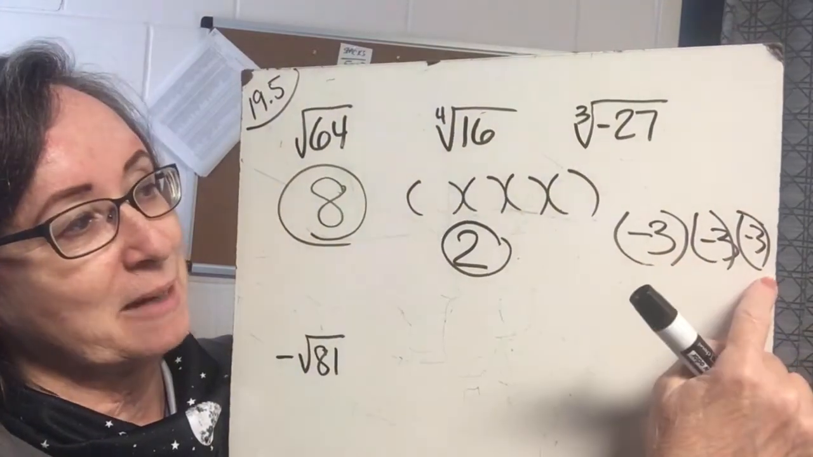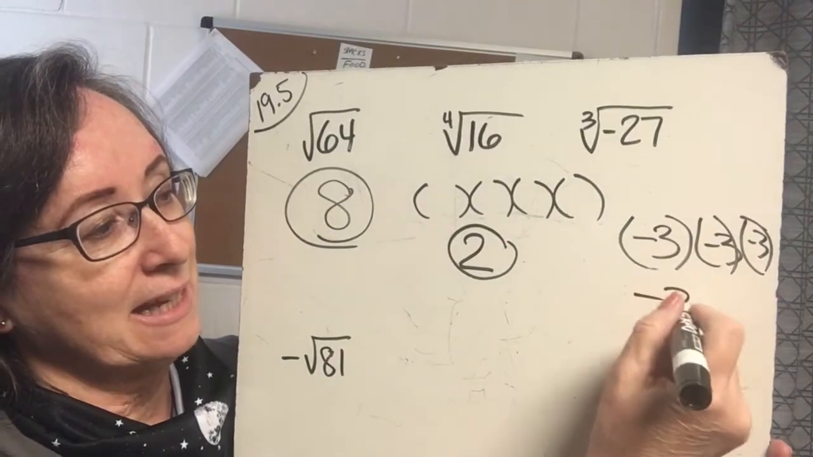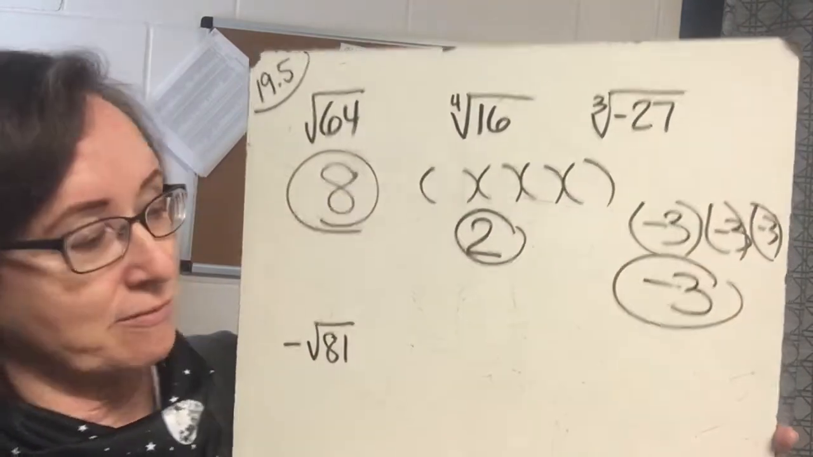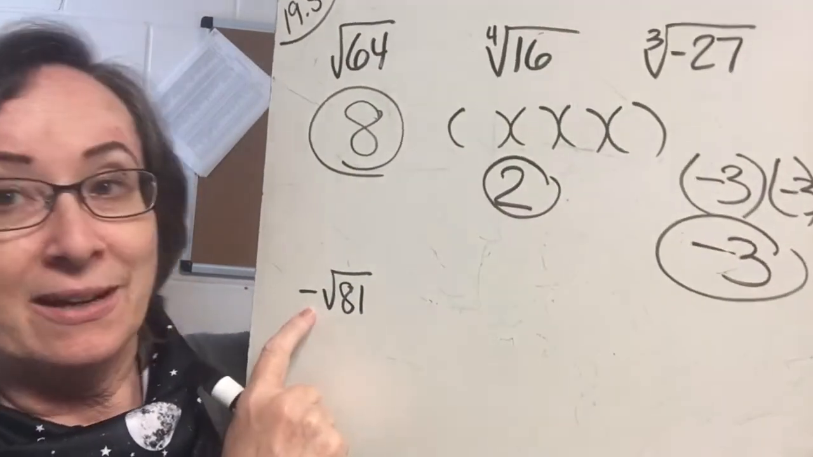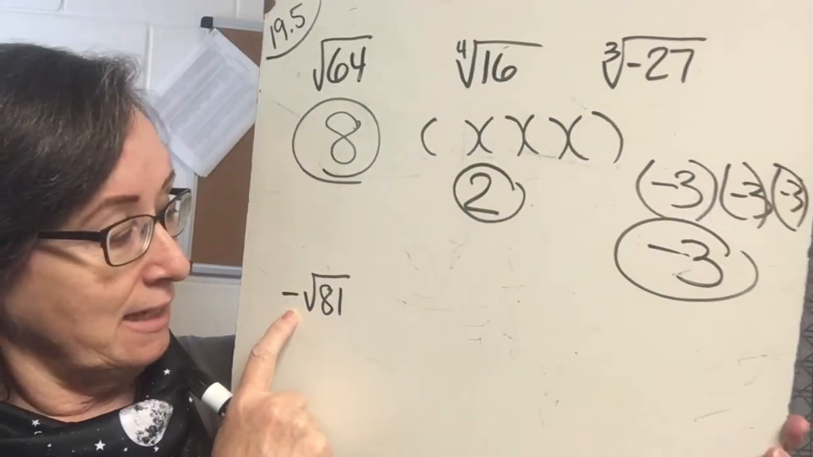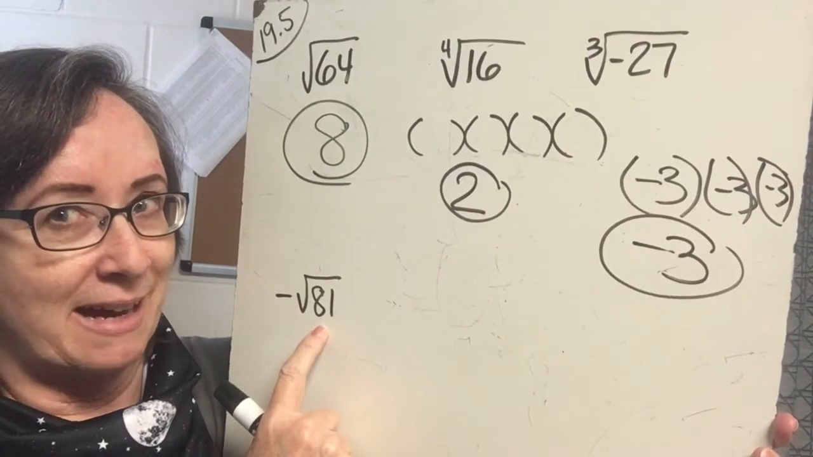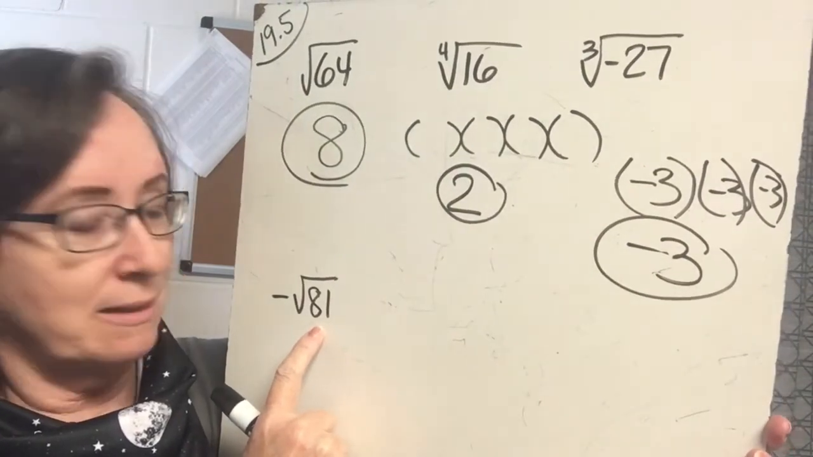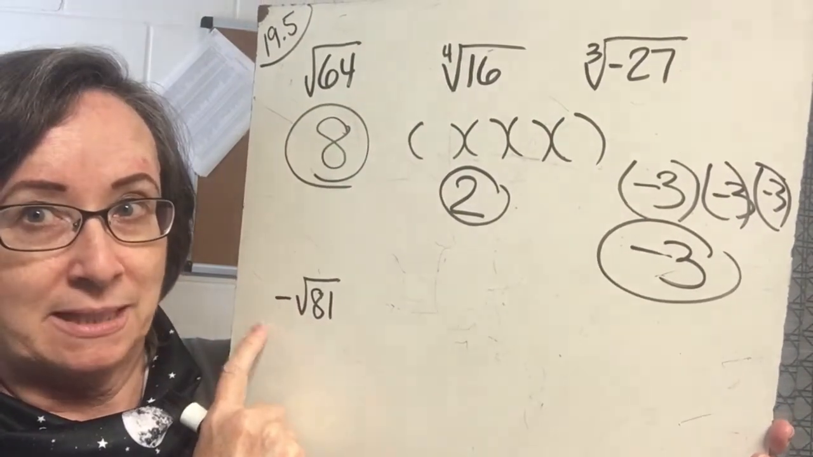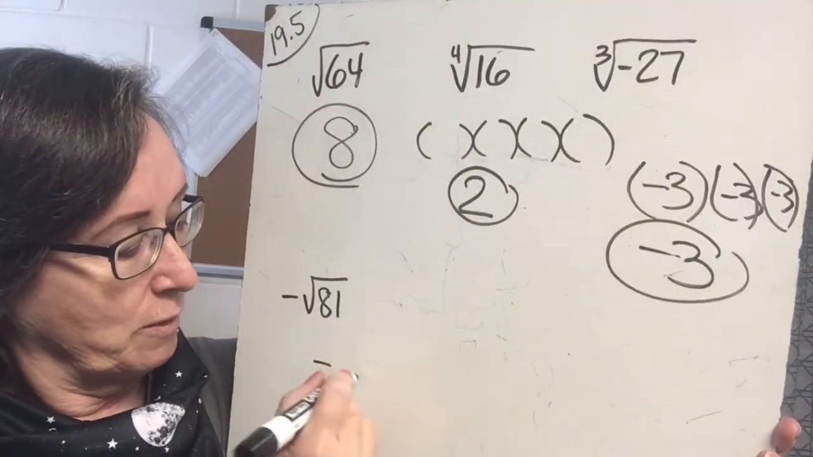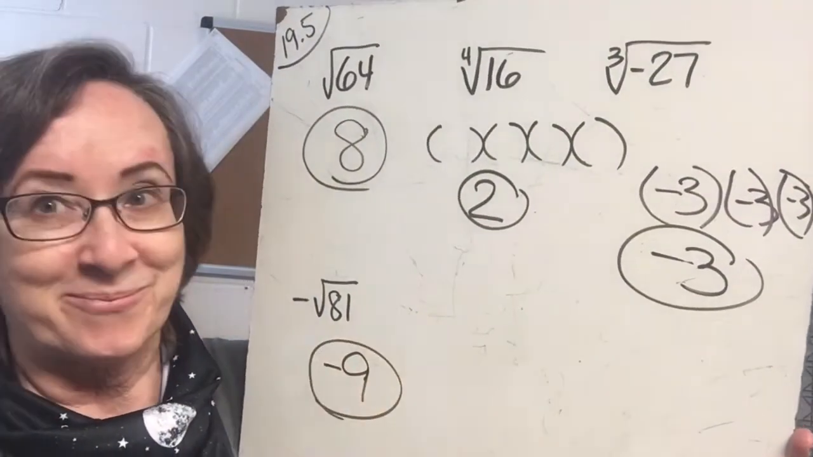So we're going to end up with a negative 3 as the cubic root of negative 27. And here, the negative is on the outside. So the square root of 81 is 9, because 9 squared is 81. So this is going to be the opposite of 9, which is negative 9.